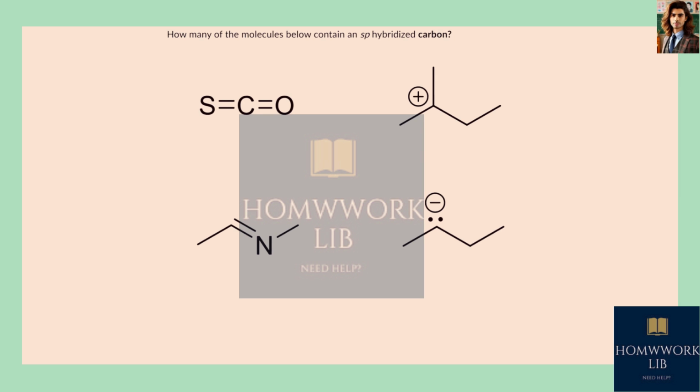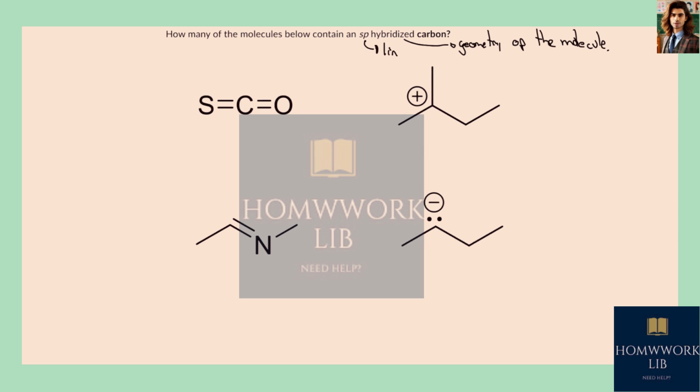Hi, so over here we're asked how many of the molecules below contain an sp hybridized carbon. Remember that hybridization is related to the geometry of the molecule, and that sp hybridized carbons are linear. Thus, the possible arrangements are to have a carbon atom with a triple bond or a carbon atom with two double bonds.